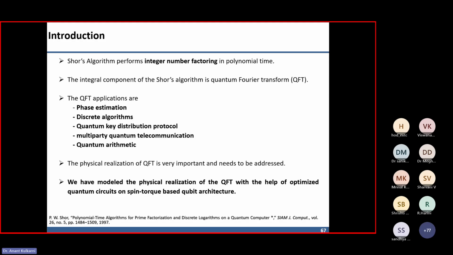Compose your quantum algorithm or quantum circuit, then you decide how to do the optimization. So it is not a kind of rule that tells how to do the optimization. It depends on how your decomposition comes up. Circuits on spin torque based qubit architecture.